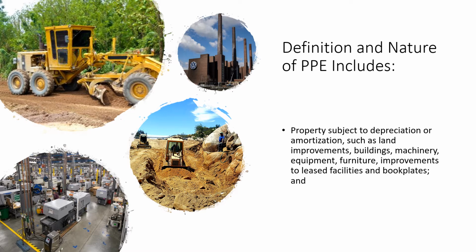Property subject to depreciation are as follows. For example, land improvements. So this is not land, this is just improvements. What are the different types of improvements? For example, landscaping, parking space, and roads are all part of land improvements. The value of a parking space, for example, is subject to depreciation because it is susceptible to wear and tear. Buildings, machinery, equipment, furniture, improvements to leased facilities.